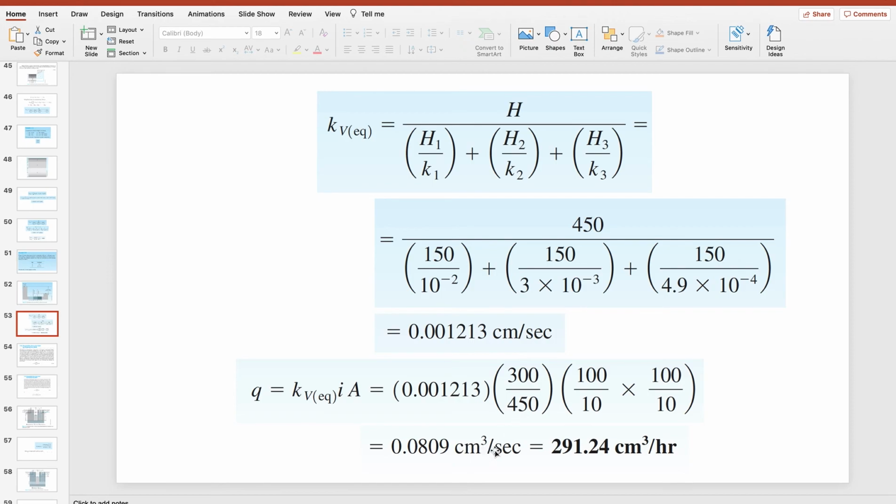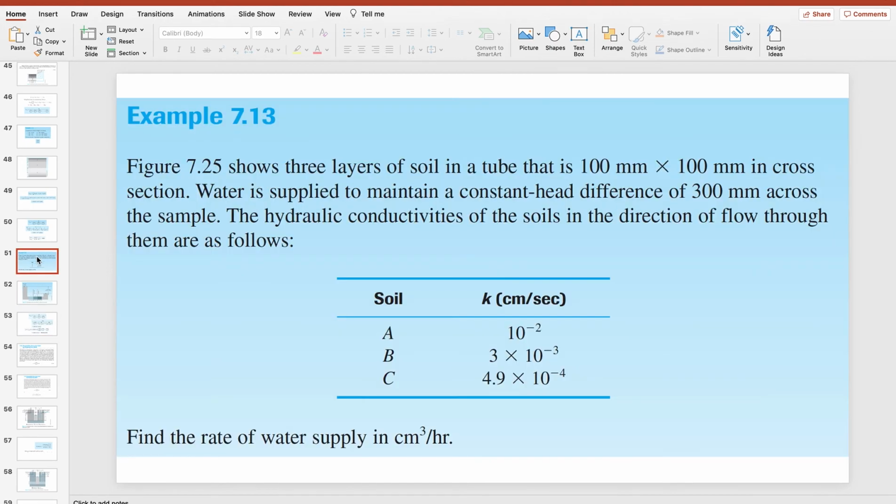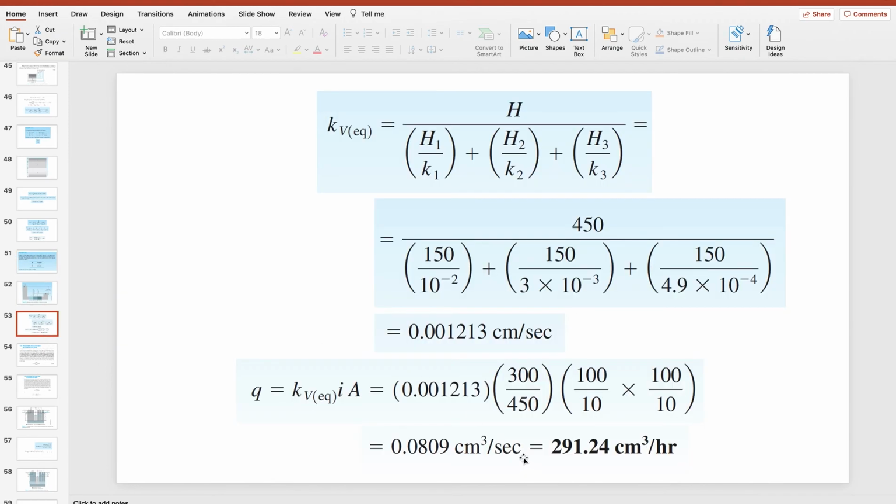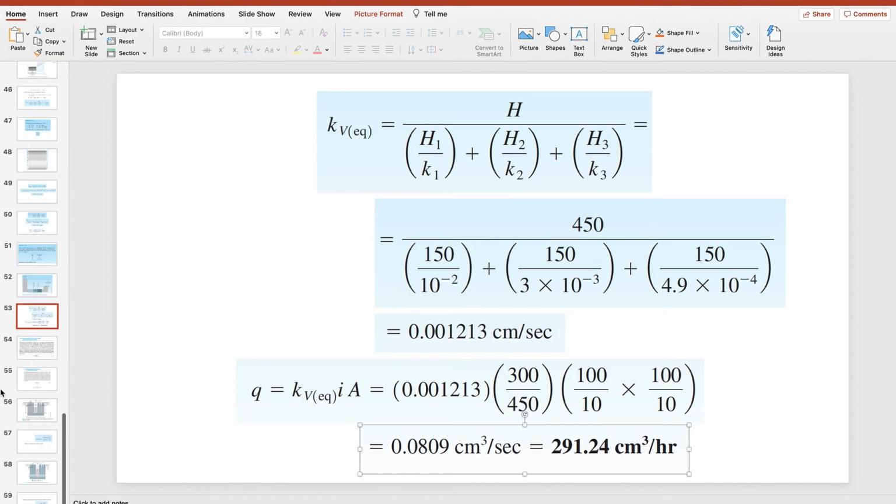centimeter per second. But, ang hinahanap sa atin, in hour. So, convert it in hour. So, 3,600 seconds is equivalent to 1 hour. So, multiply 0.0809 by 3,600 seconds. Therefore, ang magiging sagot natin is 291.24 centimeter cube per hour. Okay?